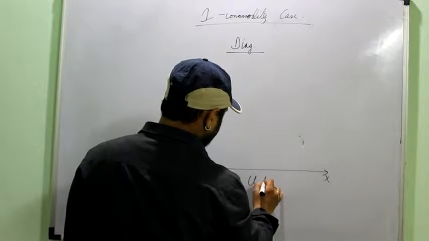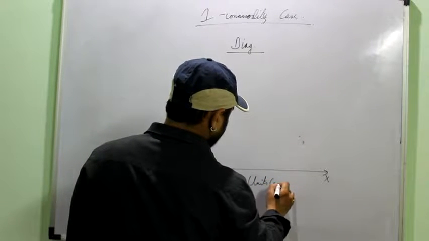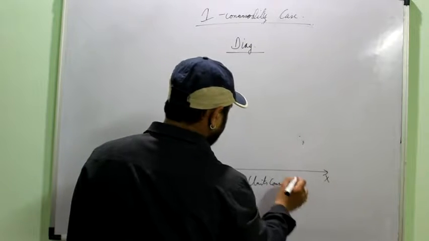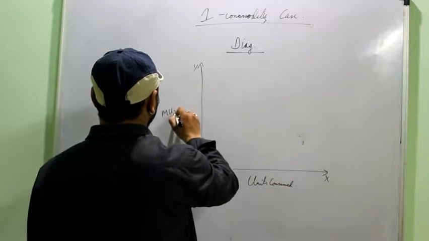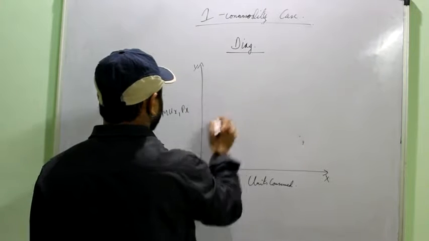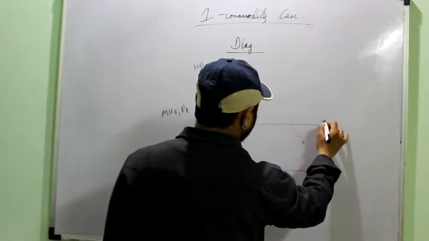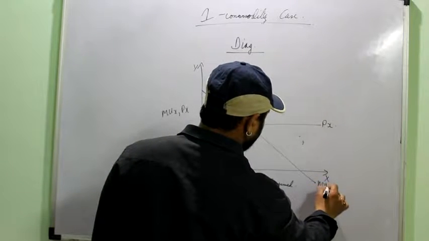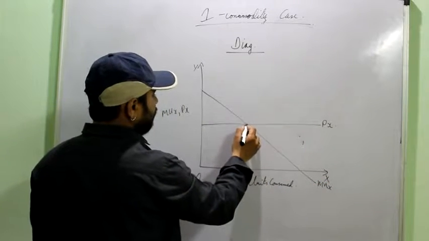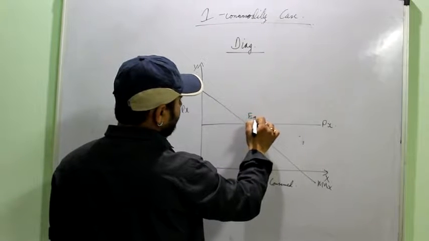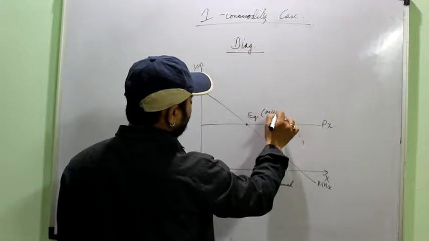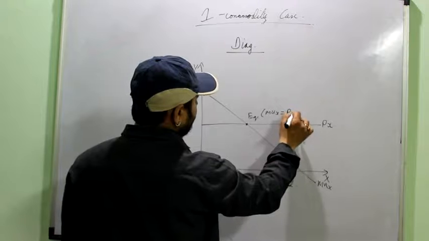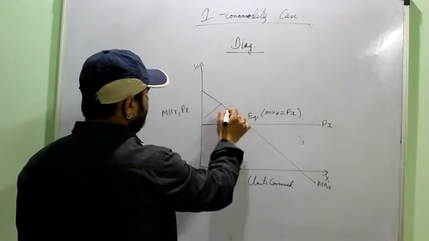Taking units consumed on the x-axis and MUX and PX on the y-axis. PX remains constant, MUX diminishes due to the law of DMU. This is the point of equilibrium where MUX is equal to PX.